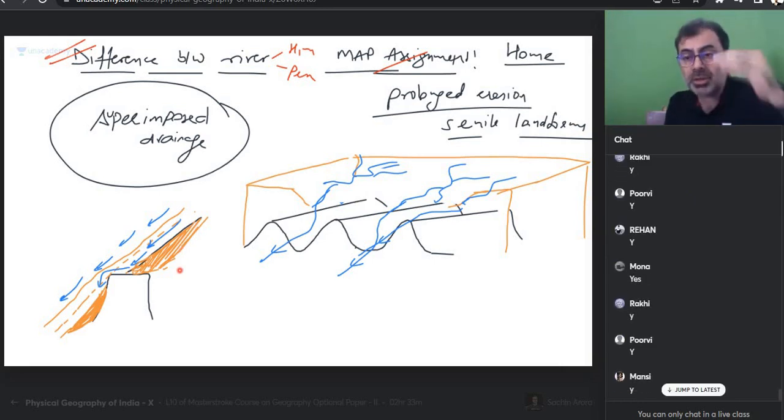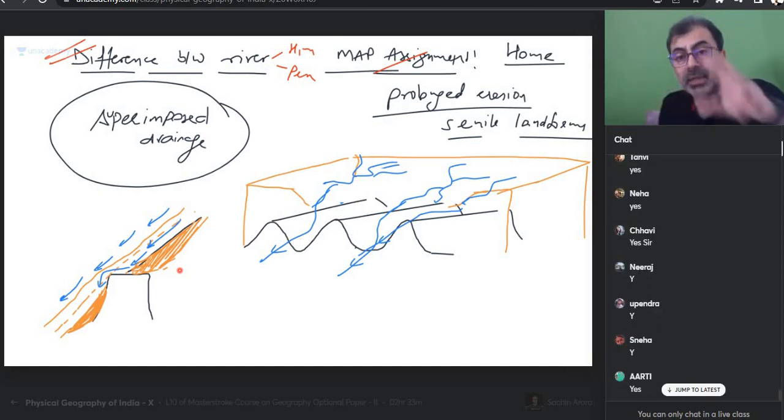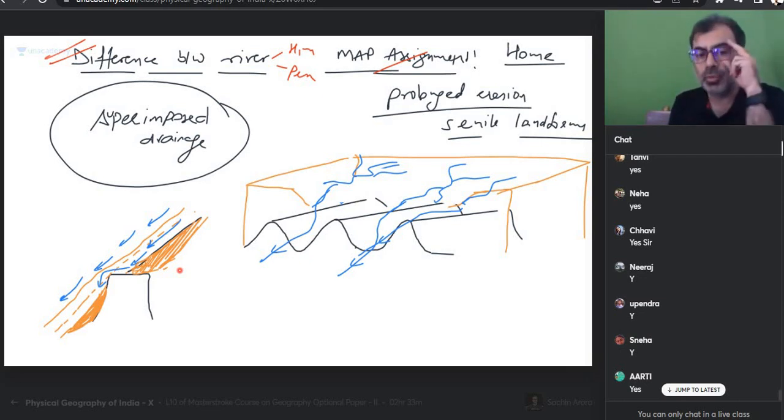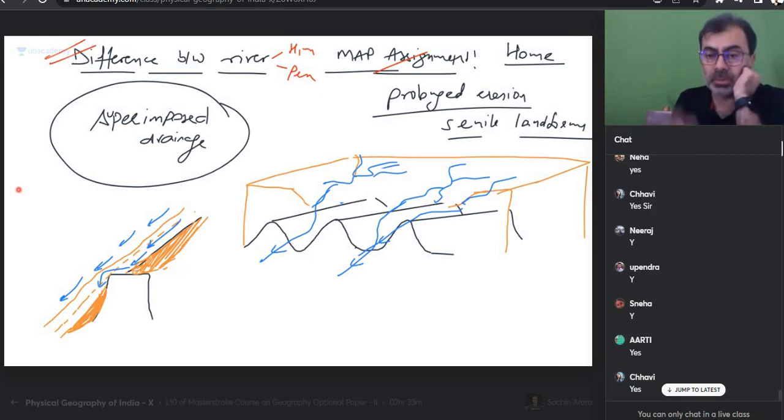So if the previous structure gets exposed, the underlying structure gets exposed, and it causes the drainage to acquire a new form, that is also another example of superimposed drainage. Is everyone okay? This often happens, people who have done paper 1 with me, this often happens because of cycle interruptions.